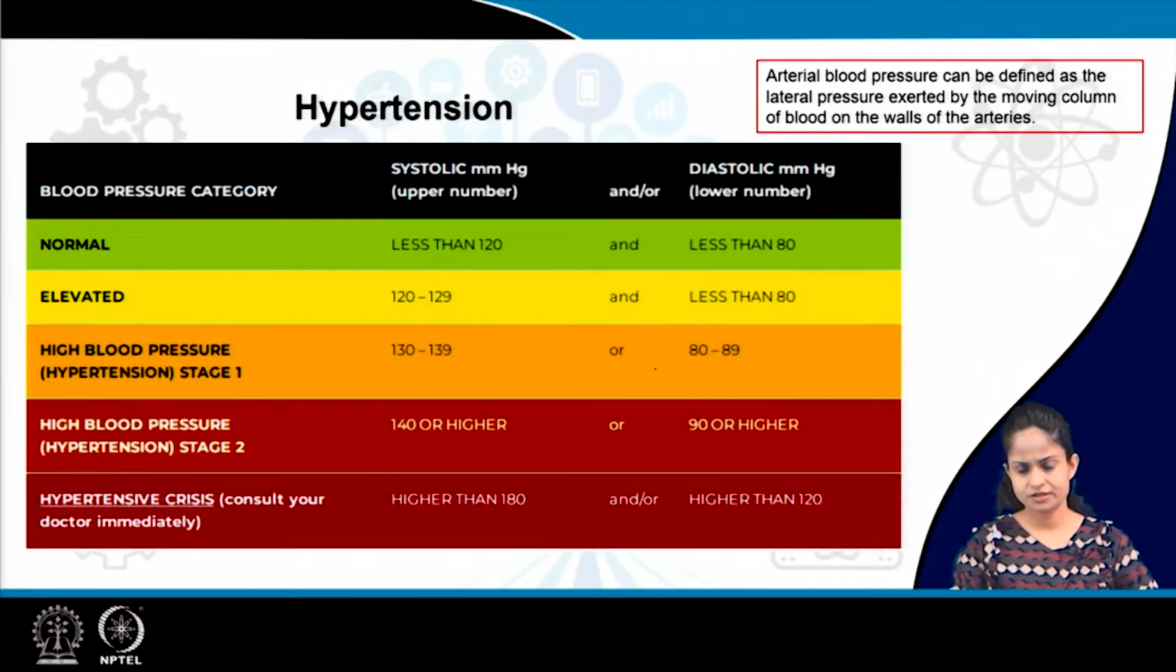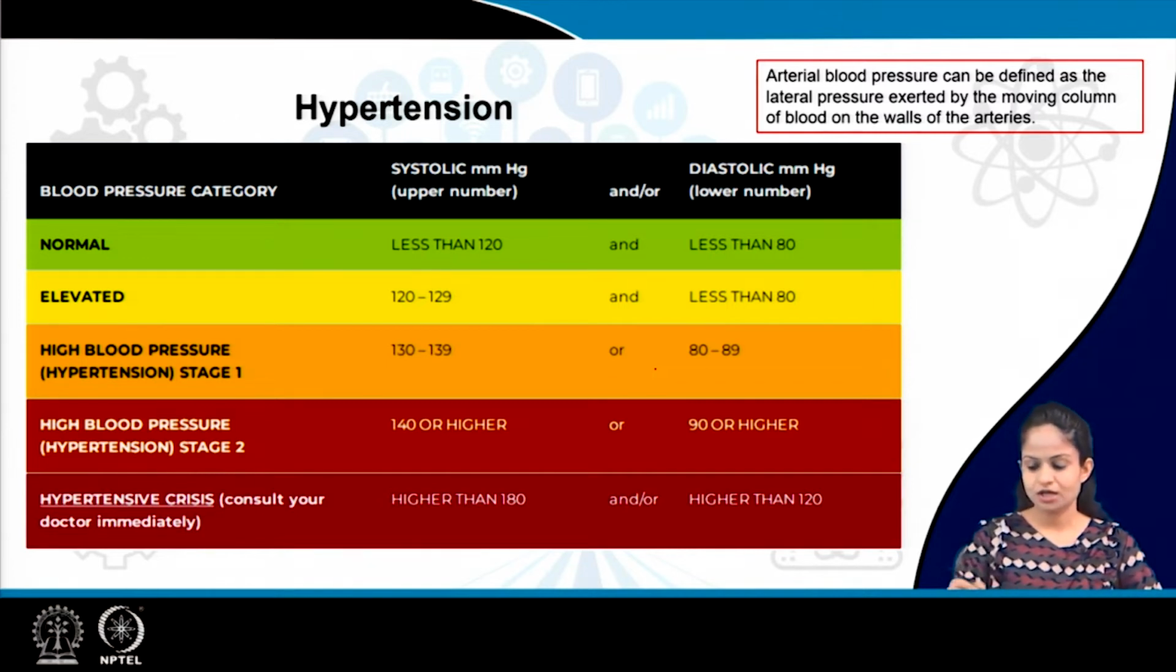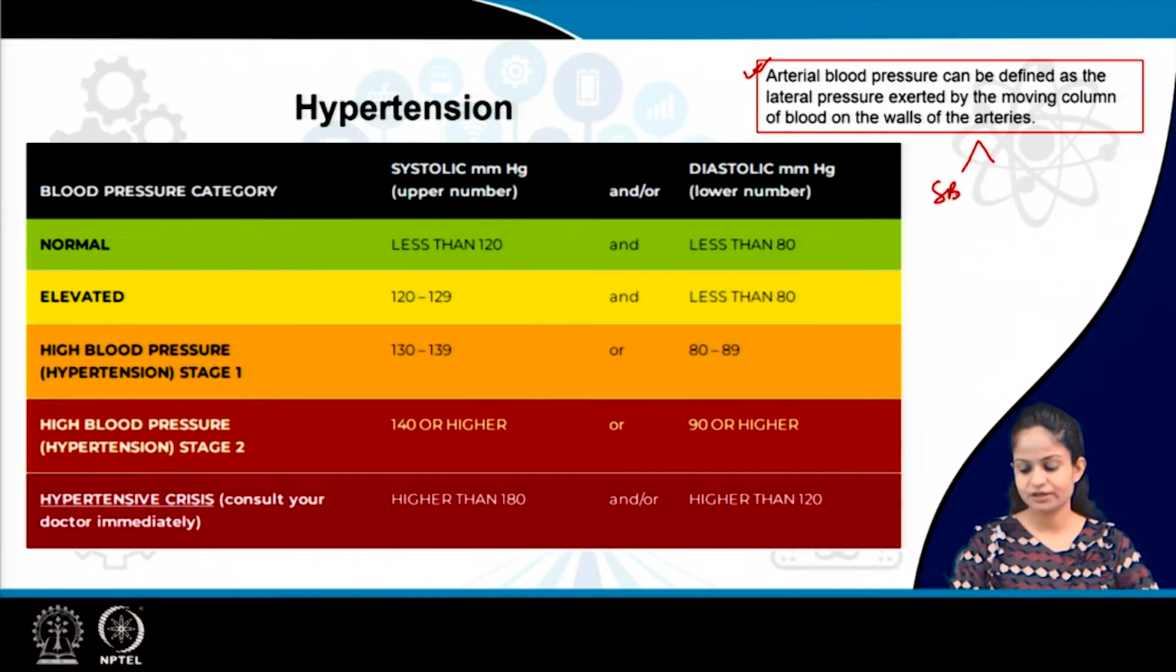So, first and foremost, the blood pressure definition is very important. What do we understand by arterial blood pressure? It is the lateral pressure which is exerted by the column of blood on the vessel wall. And we know we have various entities of blood pressure like systolic blood pressure, diastolic blood pressure, mean arterial pressure and pulse pressure, which we had already discussed.